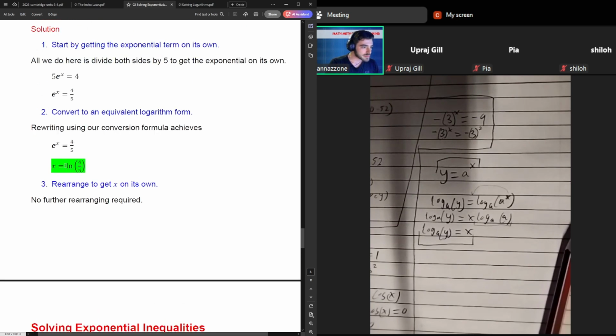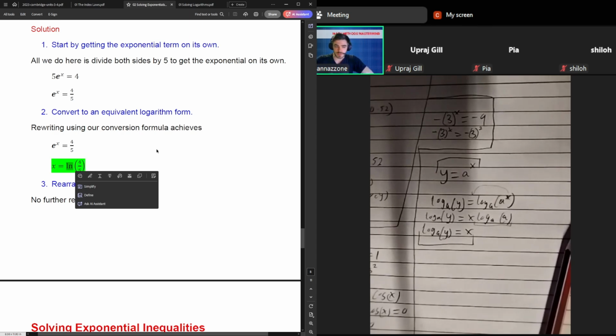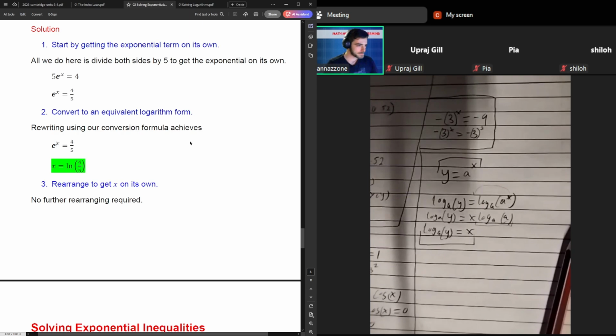Only thing I'll mention there is the notation there. ln stands for natural logarithm, and the natural logarithm is just a logarithm that has a base of e, which is what we expect it to have, base of e here.